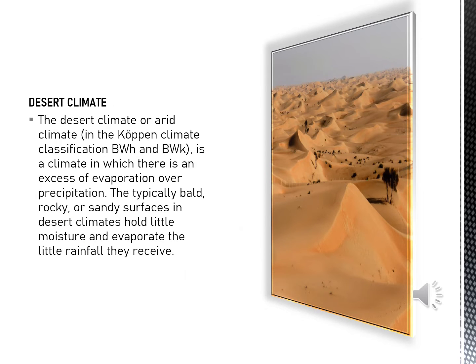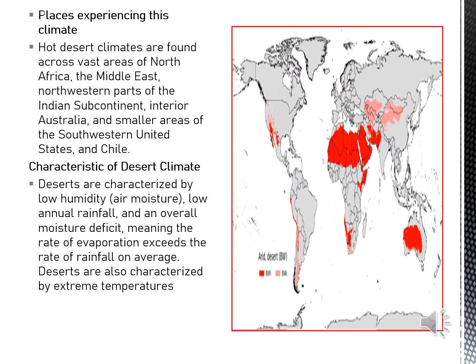Desert climate. The desert climate or arid climate, in the Köppen climate classification BWH and BWK, is a climate in which there is an excess of evaporation over precipitation. The typically bald, rocky, or sandy surface in desert climates holds little moisture and evaporates the little rainfall they receive.